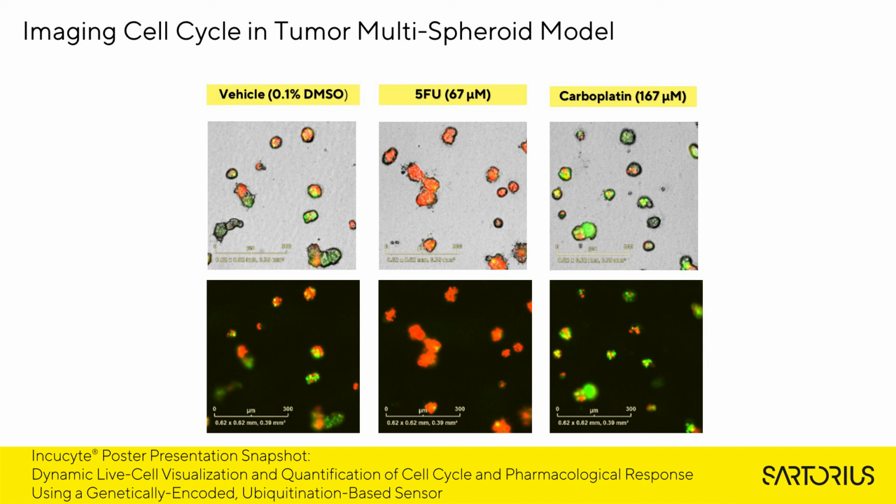Multi-spheroids treated with a vehicle show the cell groups arrested in a diverse population of cell cycle, green, red, and yellow. Cells treated with 5-FU are arrested in the S phase. Most cells are shown red. And when the multi-spheroids are treated with carboplatin, the majority of cells are held in the green S-G2M phase.